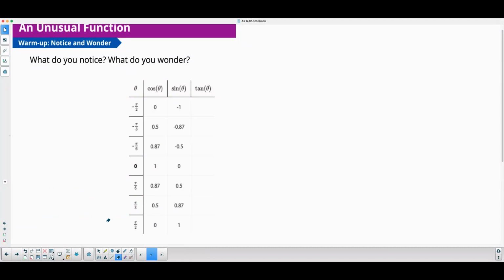My tangent, I have to divide the sine by the cosine. Or again, you should know a lot of those from the unit circle. So I'm going to go ahead and fill those in here. This is undefined because if I do -1 divided by 0, it's undefined. You can't divide by 0. All right, the next one's -1.74. I do -0.87 divided by 0.5. That gives me -1.74. Go ahead and finish these up here.